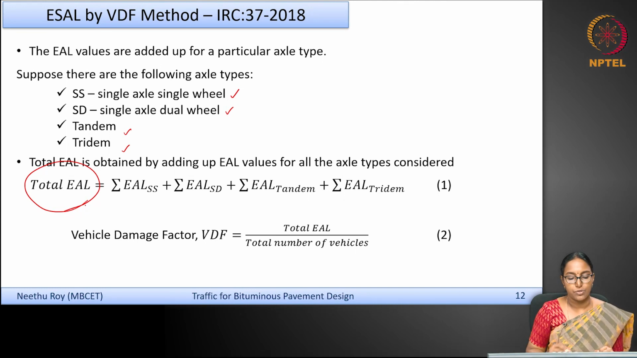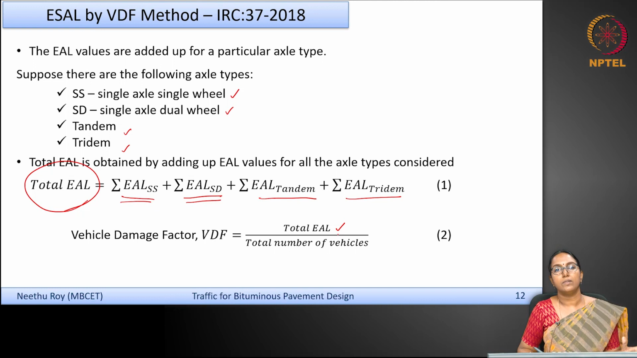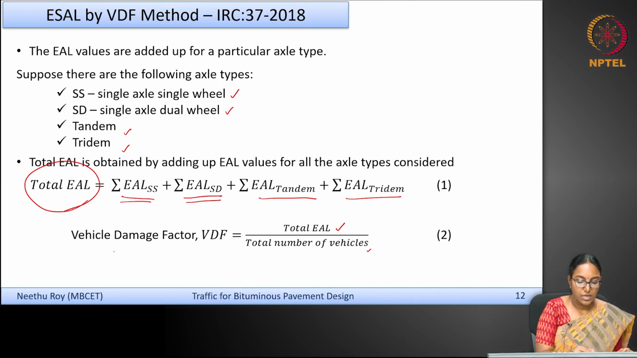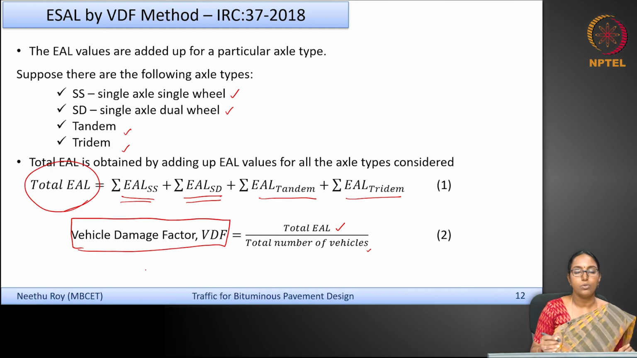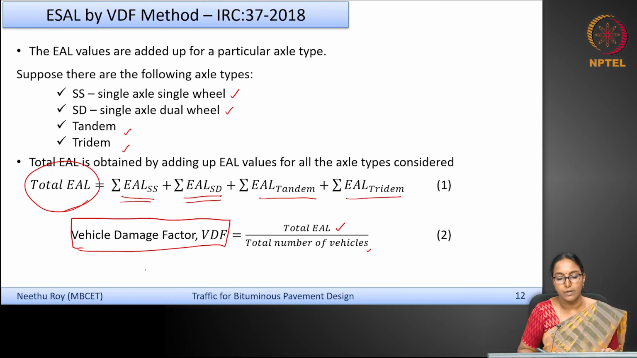So as you see here, the total equivalent axle loads is equal to this. Now suppose you have considered in the whole spectrum, say 1000 vehicles. Dividing by the total number of vehicles will give you the vehicle damage factor for the load spectra that you have collected for that traffic. This forms the vehicle damage factor.